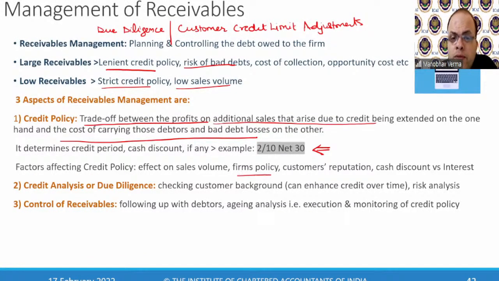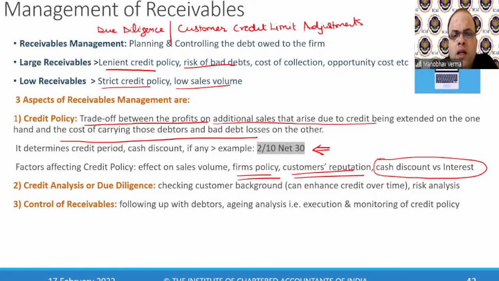As I said, your firm's policy itself, the customer's reputation, and of course, what is your opportunity cost? Let's say if you want to get an early payment by offering some discount, you better be sure that interest avenues outside are higher than that discount. Because if you are giving a customer discount to get an early payment, you should be earning at least that much, or rather more than that interest outside, right? So that is a very important aspect in terms of deciding the credit policy.